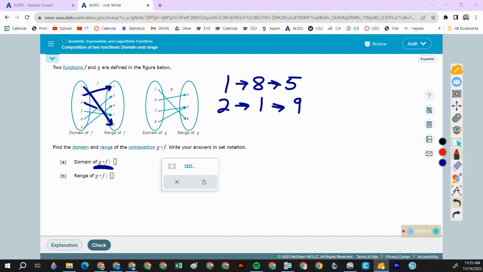Okay? 4 gets turned into 7, and 7 gets turned into 5. Okay? 5 gets turned into 7, and that also gets turned into 5. Okay? 6 gets turned into 3, and there is no 3. What does that mean? That kid doesn't get to go to middle school.